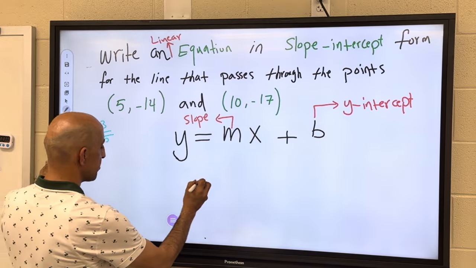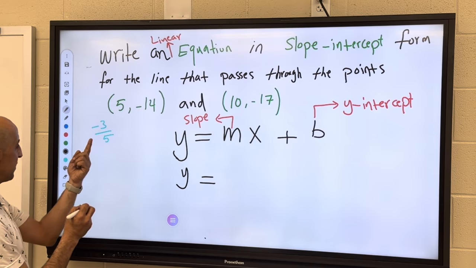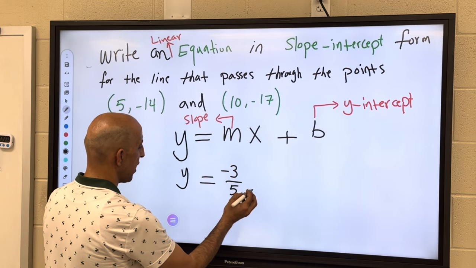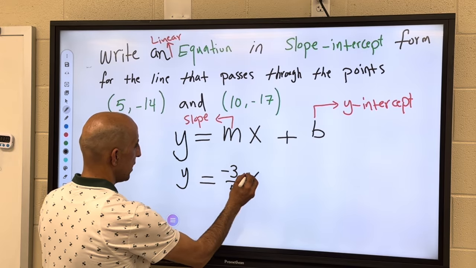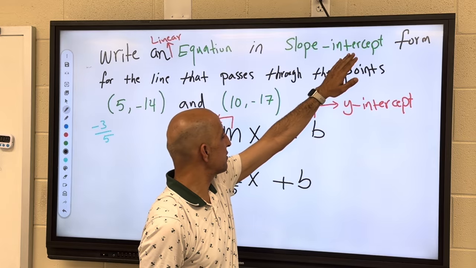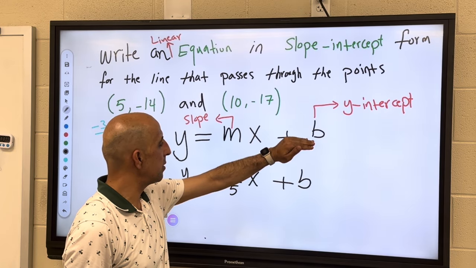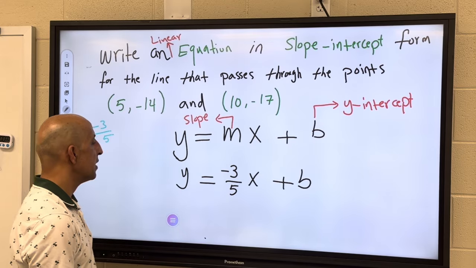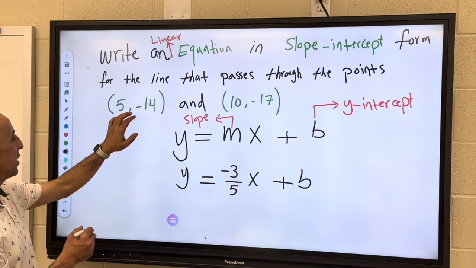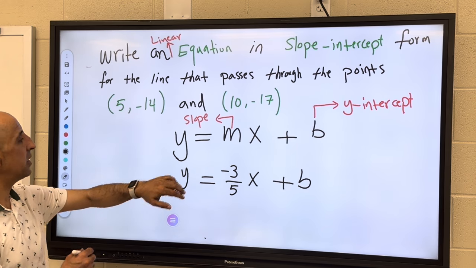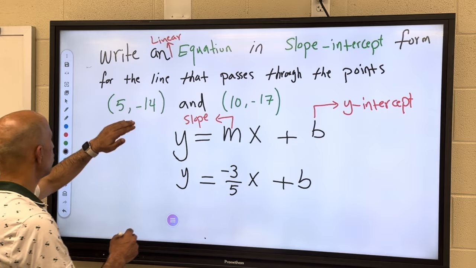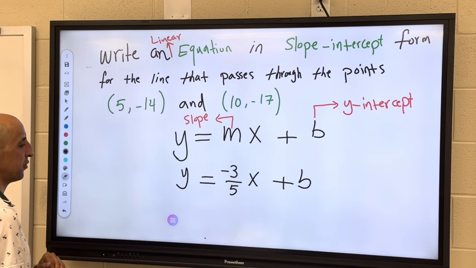Okay, now we can substitute as follows. y equals negative 3 over 5, the slope or m, times x plus b. So we found the slope. What about the intercept, or in other words, what about b? How do we find b? In this case, we can take any point. We can use the point (5, negative 14), or we can use the point (10, negative 17). We can choose now 5, negative 14.